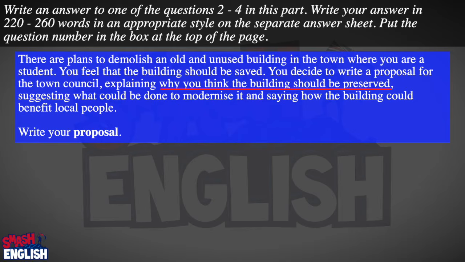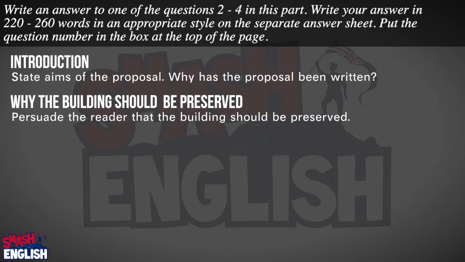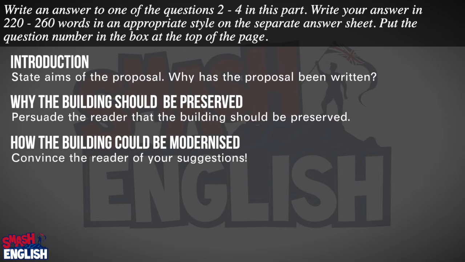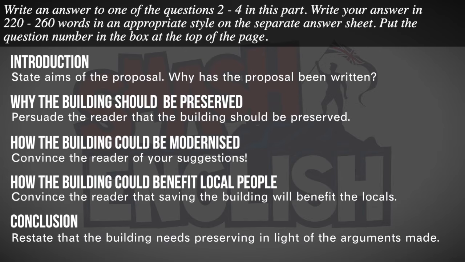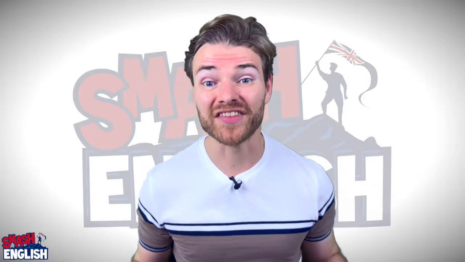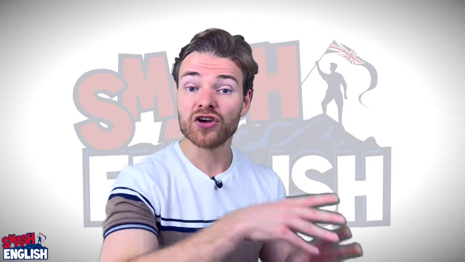In this proposal, we need to do 3 things. 1. Explain why we think the building should be preserved. 2. Suggest how it could be modernized. And 3. State how the building could benefit local people. In terms of subheadings, then, we could structure it something like this. Introduction. Why the building should be preserved. How the building could be modernized. How the building could benefit local people. Conclusion. Look at this. Every single aspect of this proposal is about suggesting and then justifying your suggestions.